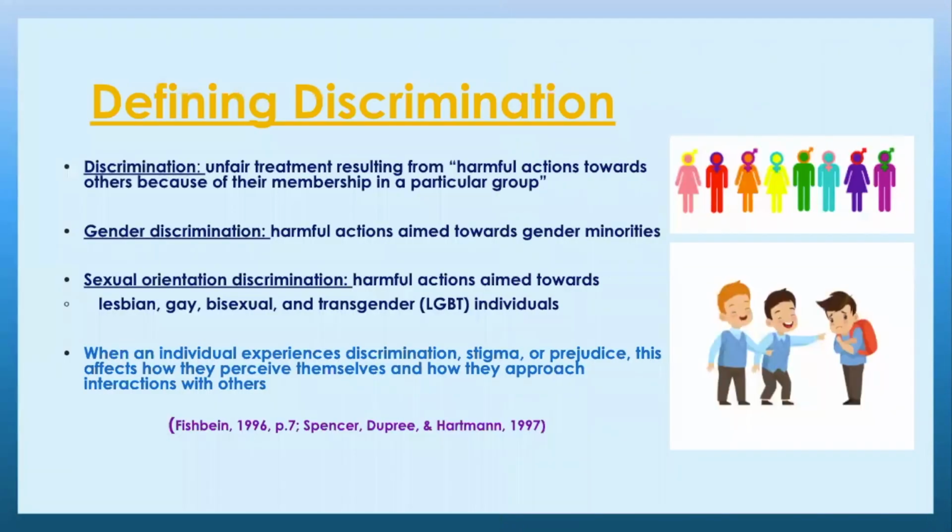Defining discrimination. Discrimination can be defined as unfair treatment resulting from harmful actions towards others because of their membership in a particular group. In the case of gender discrimination, these harmful actions are aimed towards gender minorities. In the case of sexual orientation discrimination, these harmful actions are aimed towards sexual orientation minorities, which usually are LGBT individuals. It has been shown that when an individual experiences discrimination, stigma, or prejudice, this affects how they perceive themselves and how they approach interactions with others.